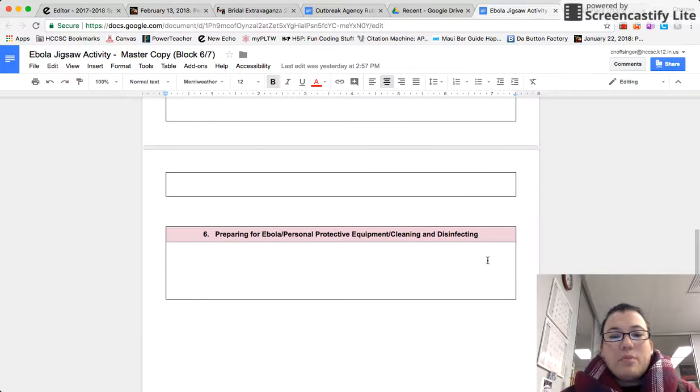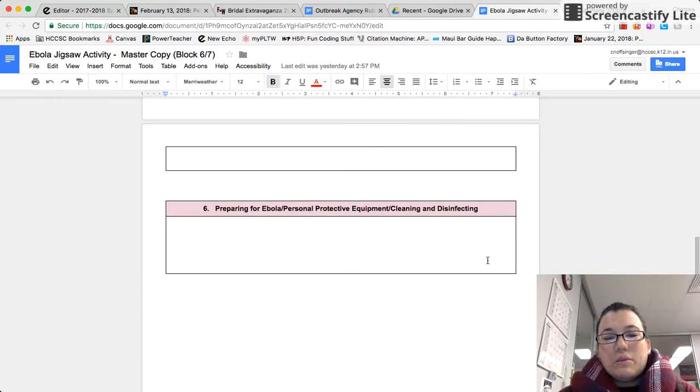And then the last one is preparing for Ebola. What kind of things could be done now to prepare if something like that were to happen? What kind of protective equipment do people need to be able to deal with those that are sick versus those that are just going around in the community and helping? And how do we clean and disinfect to be able to make everything as safe as possible?